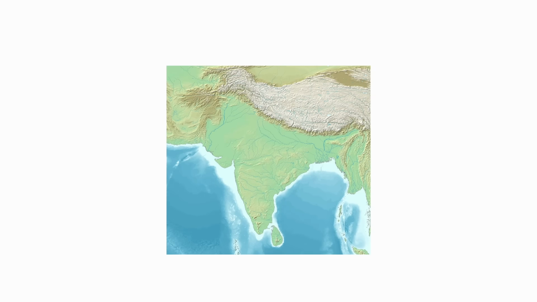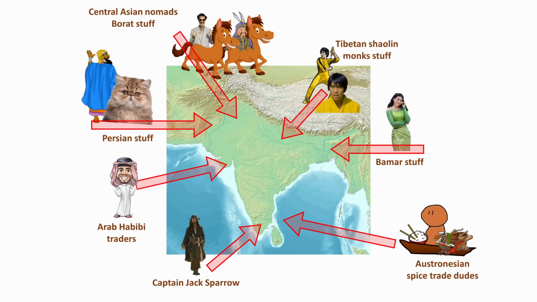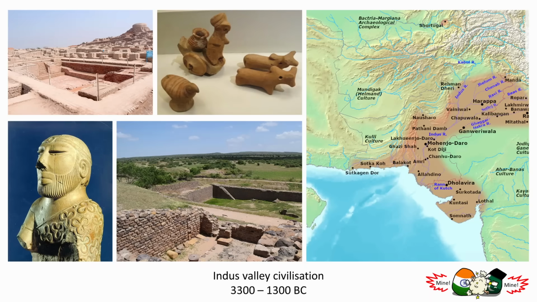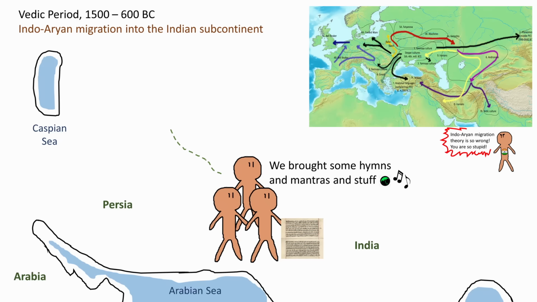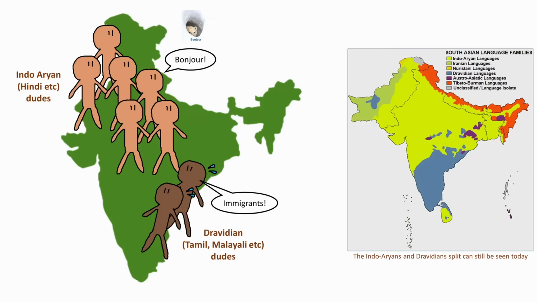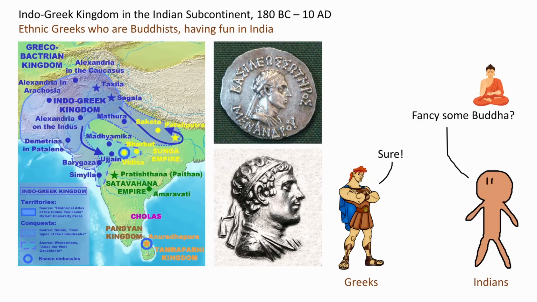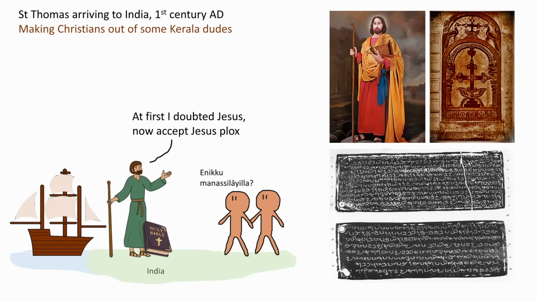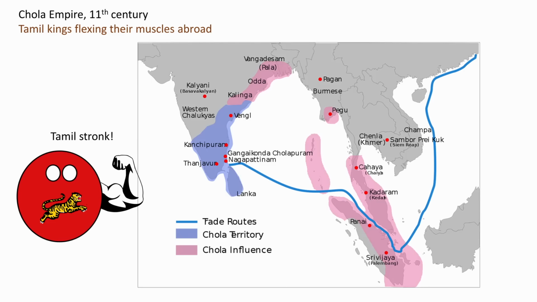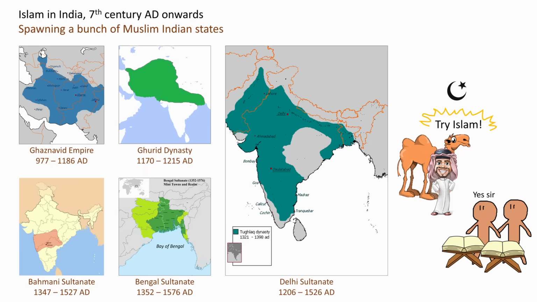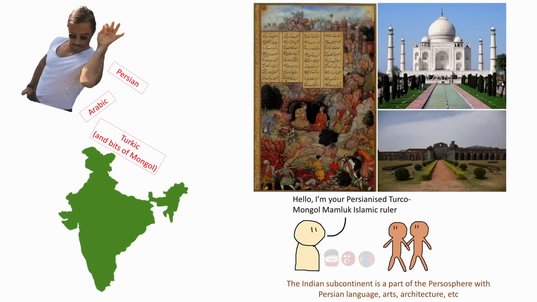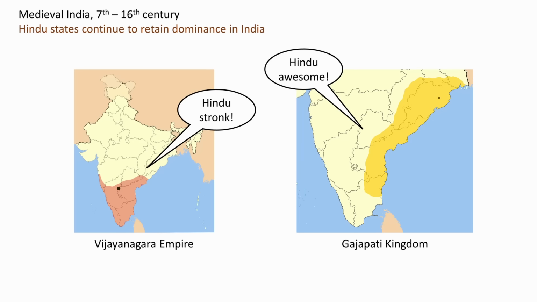The Indian subcontinent's geography attracted a variety of people throughout history, including the Indus Valley Civilization, some Indo-Aryan migrations, which brought in some Vedic stuff and displaced the original Dravidians. The Mauryan Empire, which later united most of India, Greek stuff, some Jews, a random Christian dude called Thomas, Gupta Empire, Chola Empire bullying Southeast Asia, Muslim states, which came with lots of Persian influence plus bits of Arabic and Turkic into the Indian subcontinent. Some Hindu states still exist too.